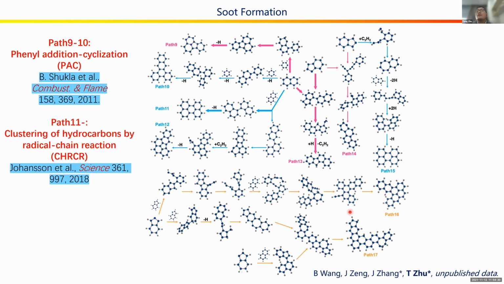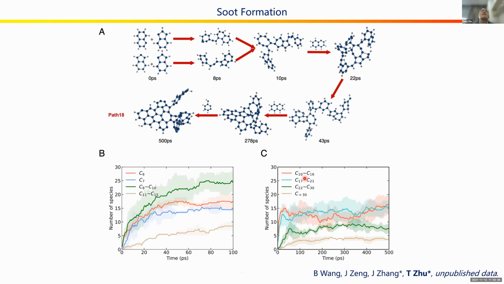So if the PAH radical is small, it can combine with another small radical to form a larger one. But if the PAH radical is already very large, it is already very stable, so it will not react with other small molecules to form a larger one. So here we can explain the growth mechanism of PAHs, but we cannot explain the formation of soot particles. But indeed, from our trajectory we found some soot inceptions.